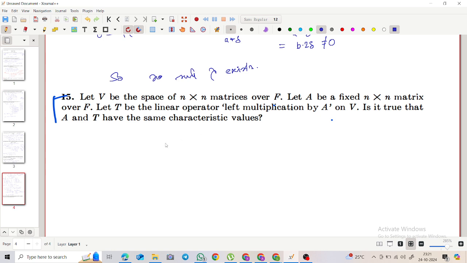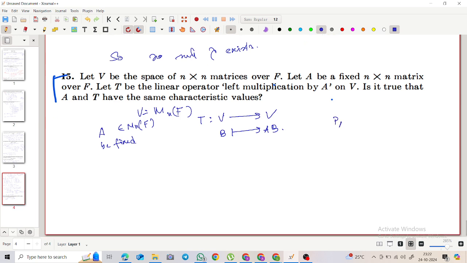Let V be the vector space of all n cross n matrices over F. So V is M_n(F), right? Consider T from V to V, where A is a fixed matrix. What does T do? T sends B, a matrix in M_n(F), to the left multiplication AB. Okay. So is it true that A and T have the same characteristic values?